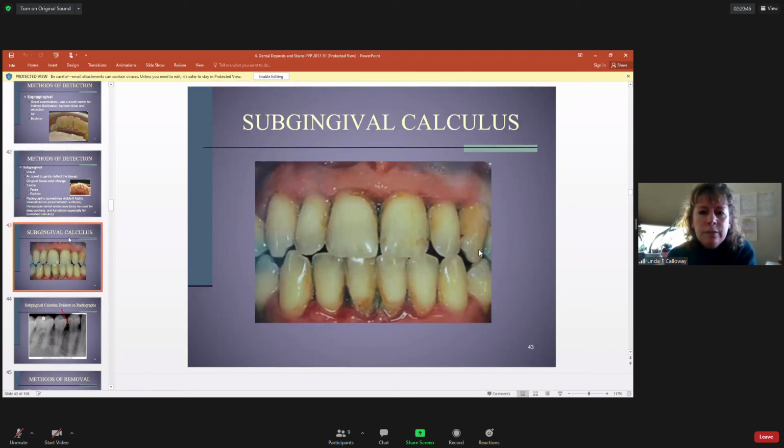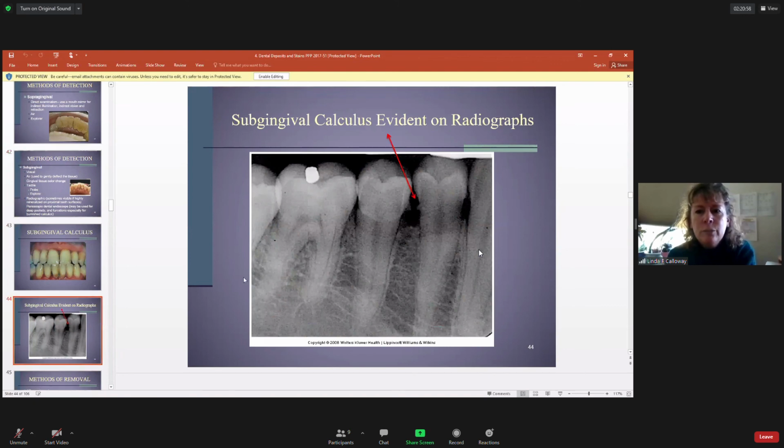Subgingival calculus. You can look at this patient and anticipate that debris is not just above the gum line. You're like, okay, I'm going to have some work to do below the gum line. And your x-rays would confirm that. These are those little spurs I was talking about that build up below the gum line.